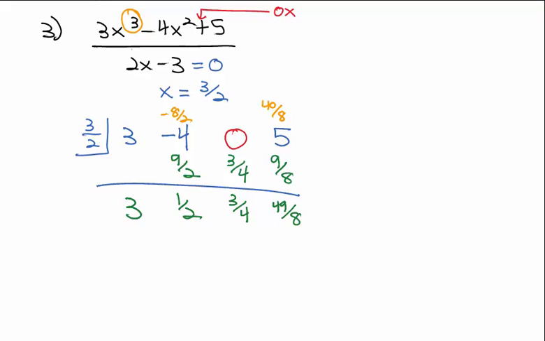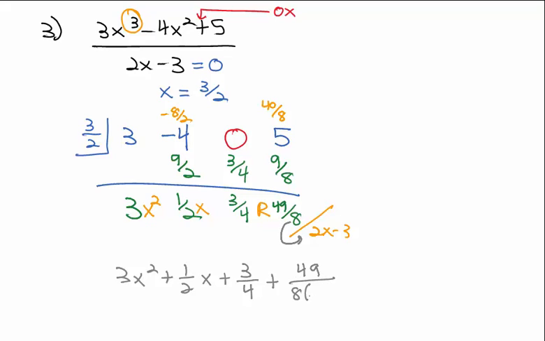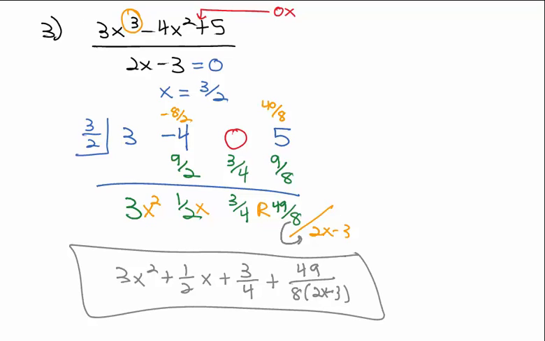And again, we drop 1 down from the exponent, so we're x squared, x, and then a remainder, which is going to go over the 2x minus 3. So we have 3x squared plus 1/2 x plus 3/4 plus, because the remainder is positive and that 8 is part of the denominator, if we multiply by the reciprocal, we'll end up with 49 over 8 times 2x minus 3. And that's what we get when we do our synthetic division.